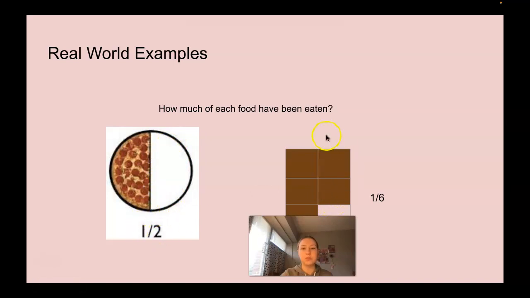1/2. Let's say this is like a pan of brownies. We have 6 total pieces, but only 1 of them has been eaten. So 1/6.